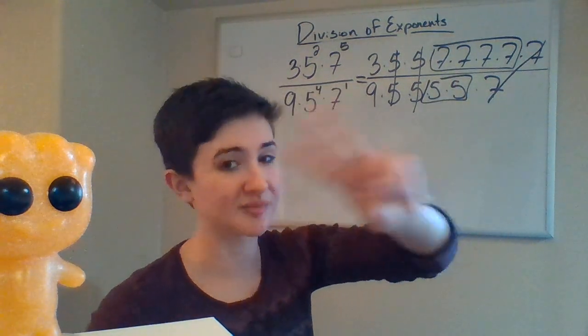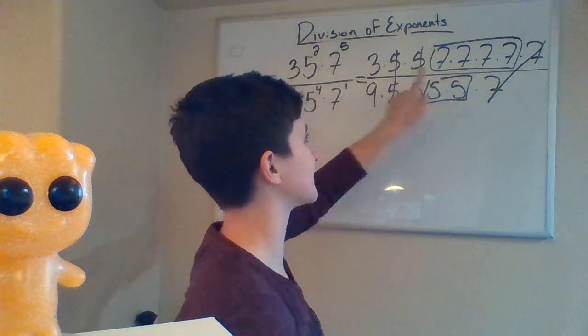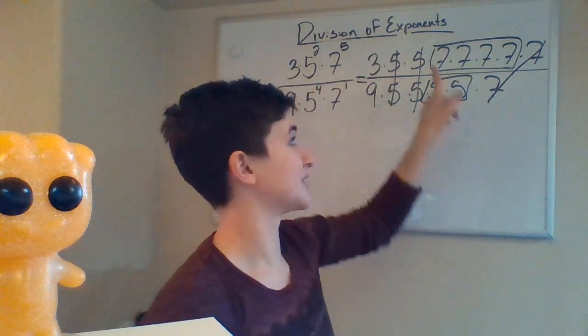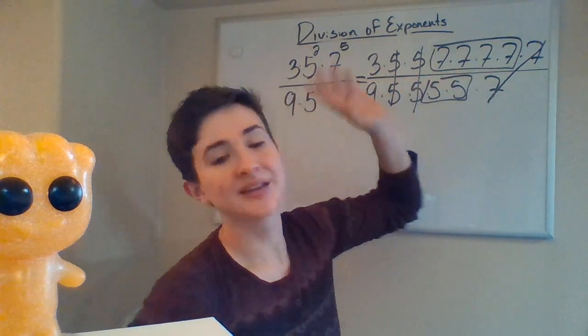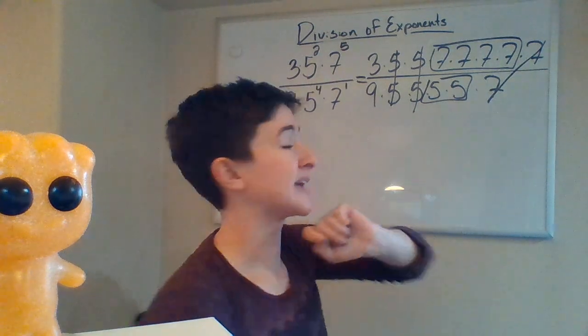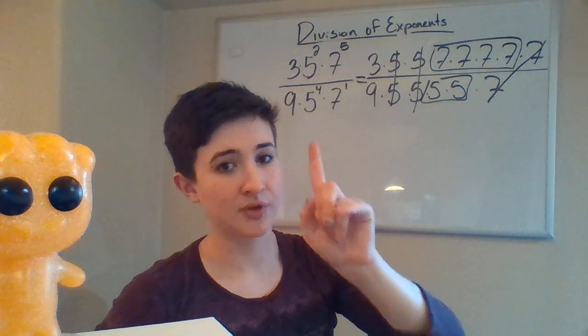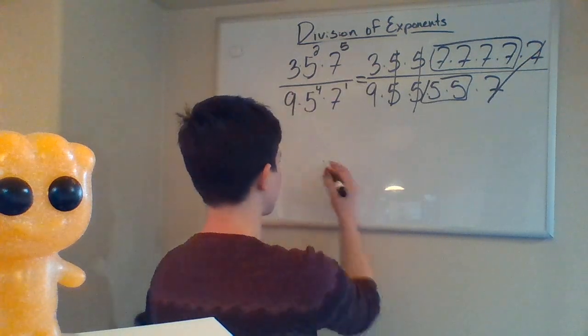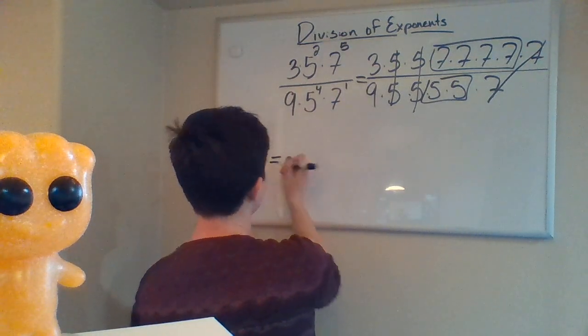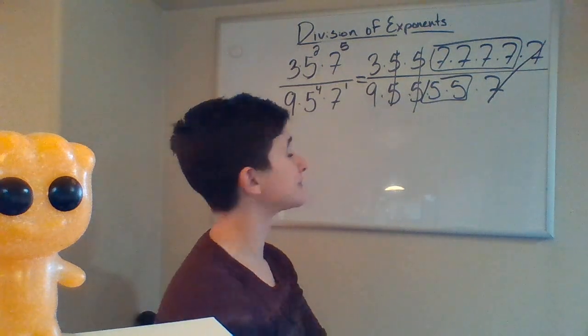Now you can do two things. You can either multiply literally everything that's left: four 7s times 3, and 9 times 5 times 5. You can do that right now. Or we can simply simplify, which is what I'm going to do, but I will show you what multiplying them all out looks like.